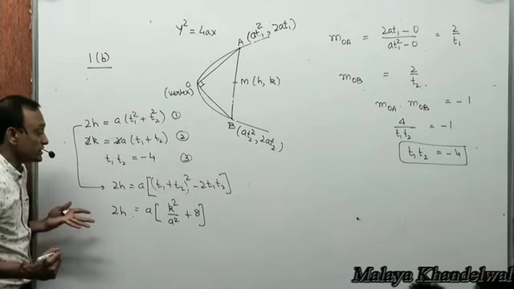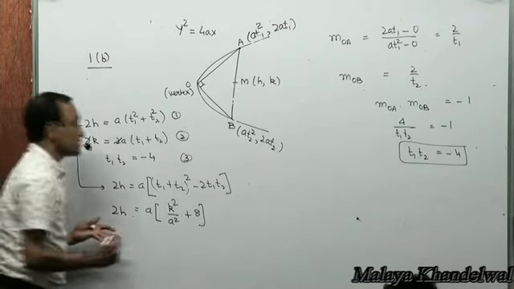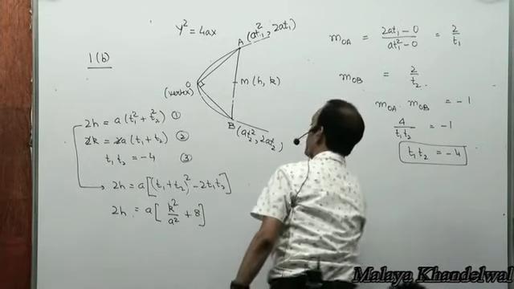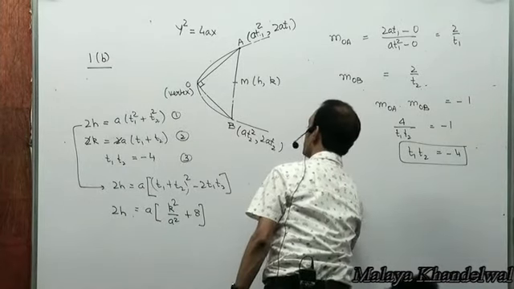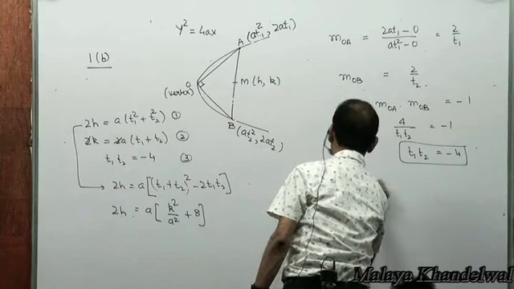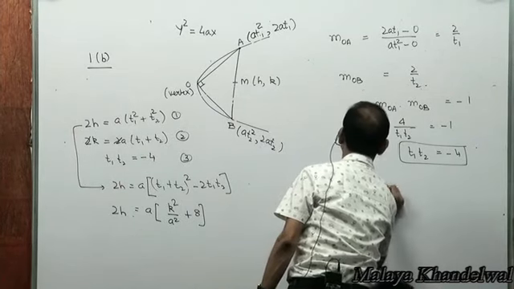Now all that you need to do is generalize. So replace H by X and K by Y. So 2X is A into Y squared by A squared plus 8.